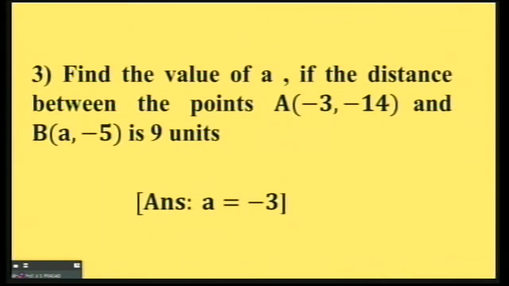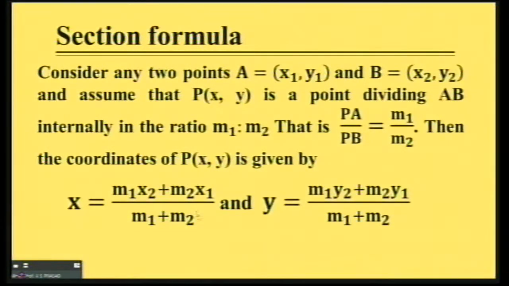And another problem is, find the value of a if the distance between the points A is equal to minus 3 comma minus 14 and B is equal to a comma minus 5 is 9 units. That means the distance between the given 2 points is given. Only thing is they have to identify the point. Again, by applying the distance formula, they can find out the value of a as minus 3. Let them check it. These are all some interesting applications for the distance formula, so that students will understand and enjoy all this.